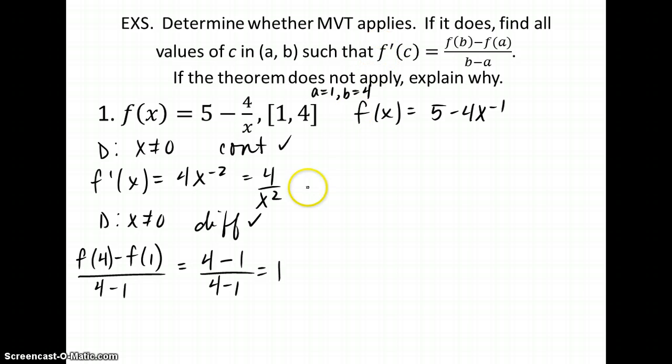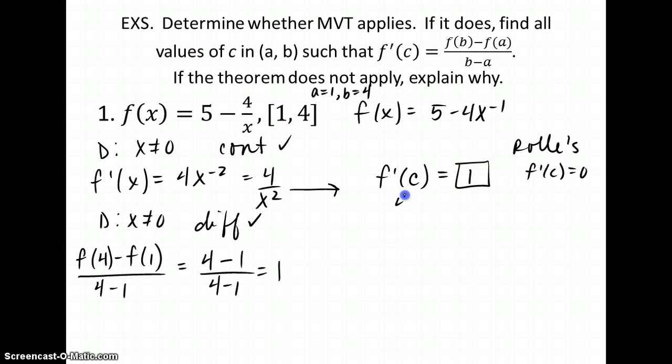So now the conclusion says set the derivative equal to the slope of the secant line, excuse me. So Rolle's theorem, f prime of c equals 0. Mean value theorem, this number is going to change. So set the derivative equal to whatever slope we found. C equals plus or minus 2, but in the given interval, 2 would be the only value that we're looking for.